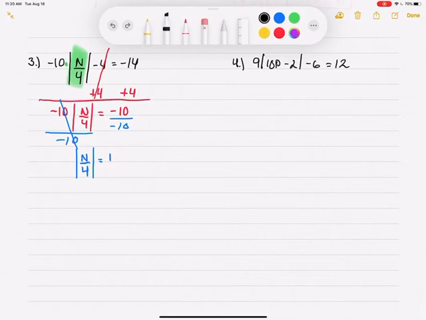So now to solve, we have n over 4 is equal to 1, and n over 4 is equal to negative 1. So I'm going to multiply both sides by 4. n is going to equal positive 4, and n is going to equal negative 4.